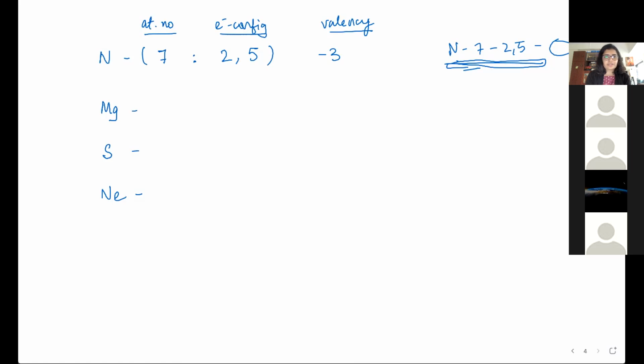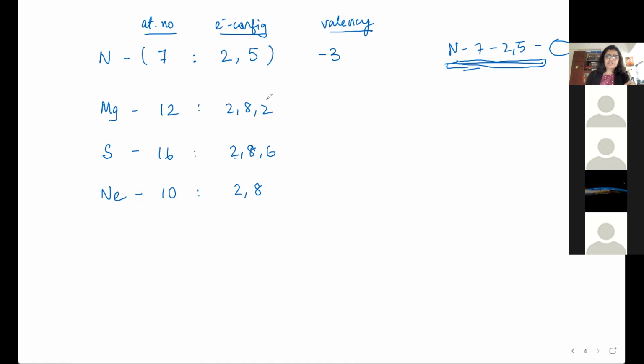So all of you got it right mostly. So this is 12, this is 16, this is 10. 12 means 2, 8, 2. Be careful with the addition. Don't forget about this 2. Just after writing the electronic configuration, add these 3 numbers to see whether you're getting this or not. Just a quick check. Avoid silly mistakes. Now valency, numerically all of you are right.